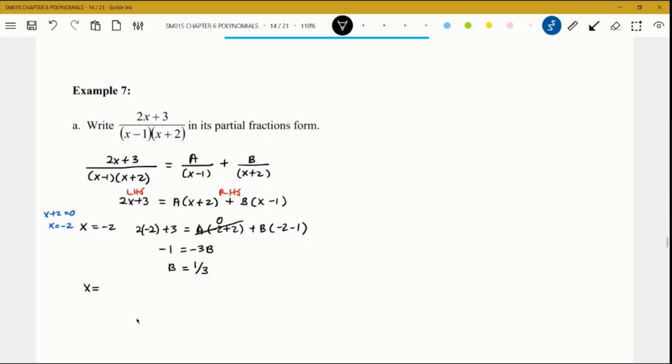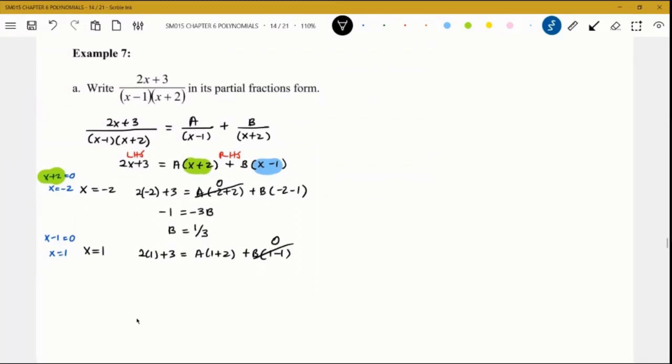We substitute one more value of x. The x plus 2 came from here. The second piece of information, the second x, we can get from x minus 1. So x minus 1 equal to 0, x equal to 1. So our second x is x equal to 1. So 2 times 1 plus 3 equal to A times 1 plus 2 plus B times 1 minus 1. So this one automatically becomes zero. So in the end here will be 5. This is 3A. So A we can have is 5/3. So we found A and B.